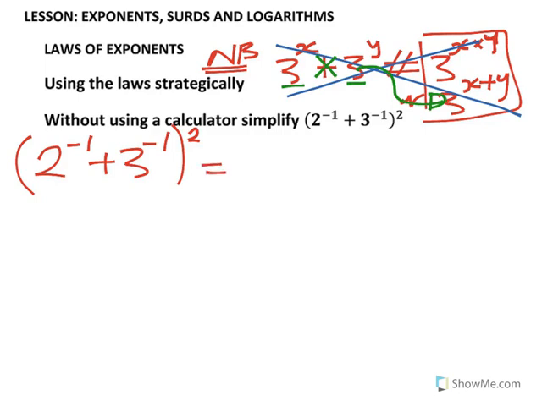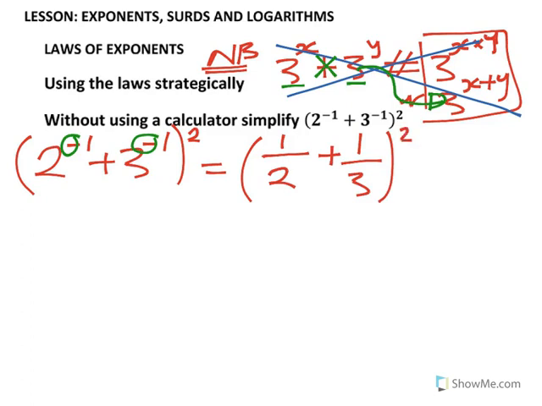Now, back to our problem: 2 to the power minus 1 plus 3 to the power minus 1, all to the power of 2. You can see the power of 2 is affecting everything, but how do you get rid of these two negatives? If you still remember, this is the same as 1 over 2 plus 1 over 3, all squared. That's how you get rid of these negatives.